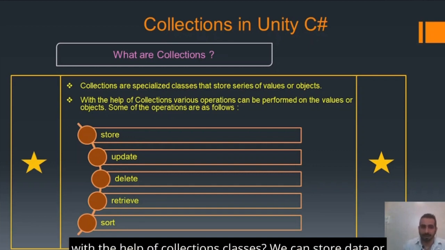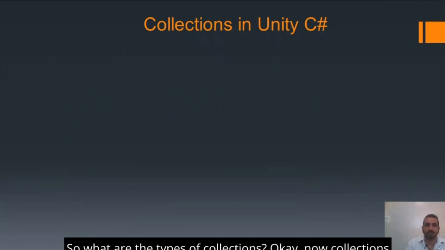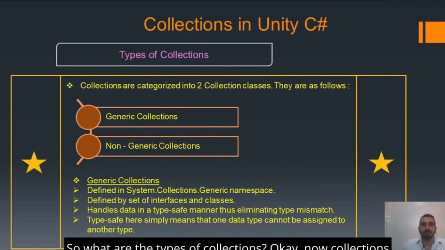We can store data or values, we can update data or values, we can delete data or values, we can retrieve them, and we can also sort them. So what are the types of collections? Collections are basically categorized into two collection classes, and they are as follows: generic collections and non-generic collections.